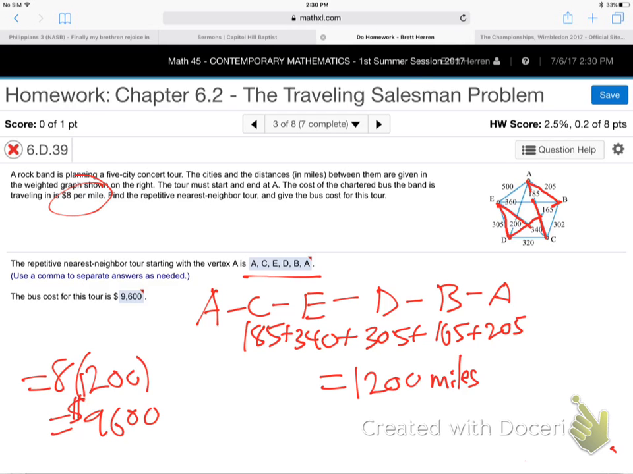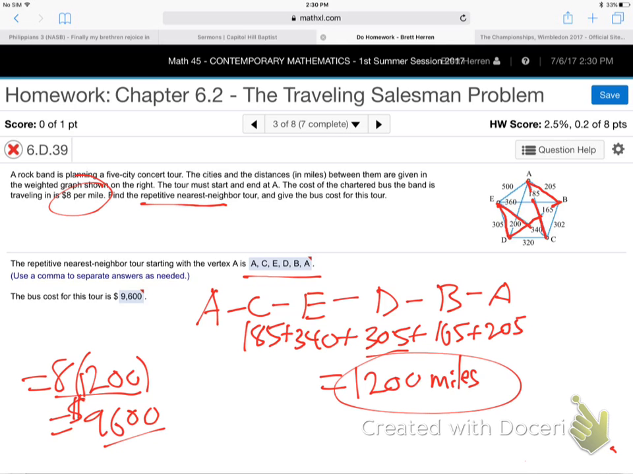So once you do repetitive nearest neighbor again, which is really long, I don't want to do that again, but you have to do the repeat. You have to start at A, start at B, start at C, start at D, start at E. Take the overall winner. This must be the winner. And then multiply it by 8 at the end, because it's $8 per mile, to get the $9,600. Cheapest trip for the band to visit the 5 cities, at least the cheapest one they could find using this method. There might be a cheaper one out there.